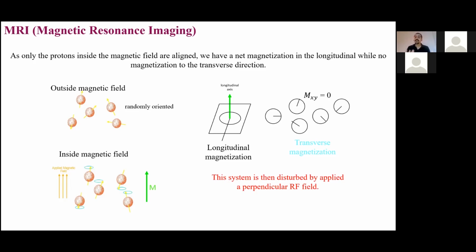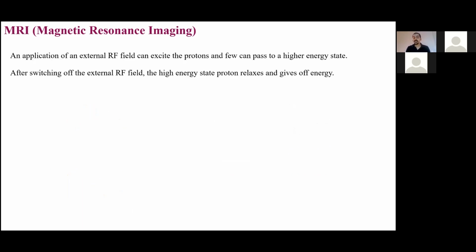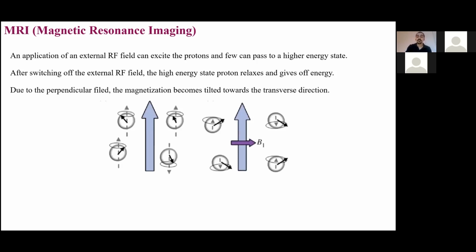So in order to take the image, you need to disturb this equilibrium system, and you do this by applying a perpendicular radio frequency field. This means that if you send the radio frequency field at the particular frequency with which protons precess around the magnetic field, you can excite the protons, and a few of them can pass to the higher energy state. So what you're actually doing is increasing the radius of their precession, and therefore you tip or tilt the magnetization into the transverse plane.